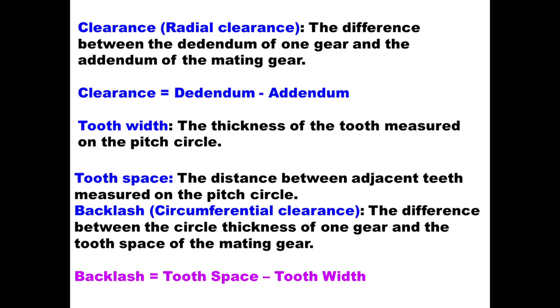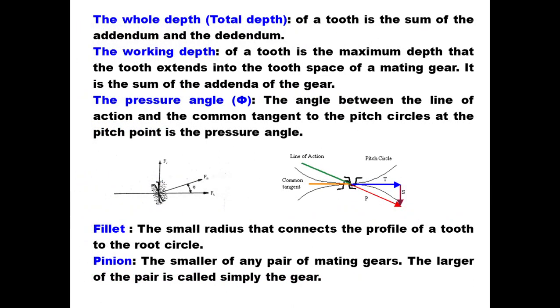Tooth space is the distance between adjacent teeth measured on the pitch circle. Backlash, also known as circumferential clearance, is the difference between the circular thickness of one gear and the tooth space of the mating gear. Backlash is equal to tooth space minus tooth width. The whole depth, that is the total depth of a tooth, is the sum of the addendum and the dedendum. The working depth of a tooth is the maximum depth that the tooth extends into the tooth space of a mating gear. It is the sum of the addenda of the gears.